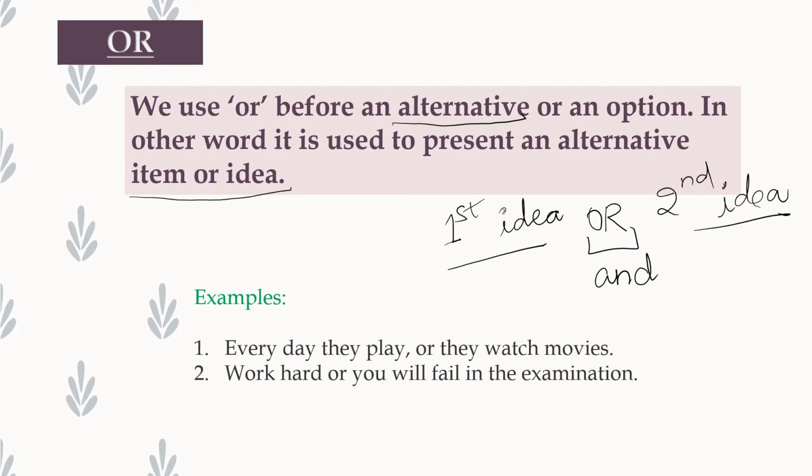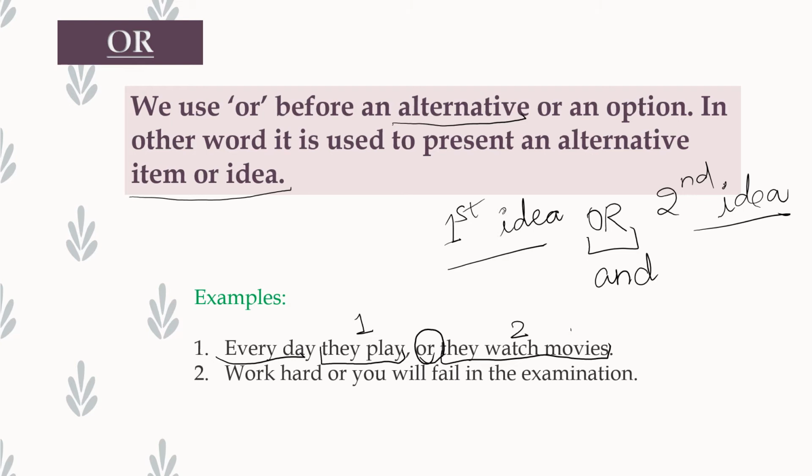So let's see the examples. It says, "Every day they play or they watch movies." So every day, now you can see these are the two options. First is they play, and the second is they watch movies. So they can do either this or that. That's why "or" is used, because every day या तो वो खेलते हैं या movies देखते हैं. So they don't do anything else. Either it's one or two.